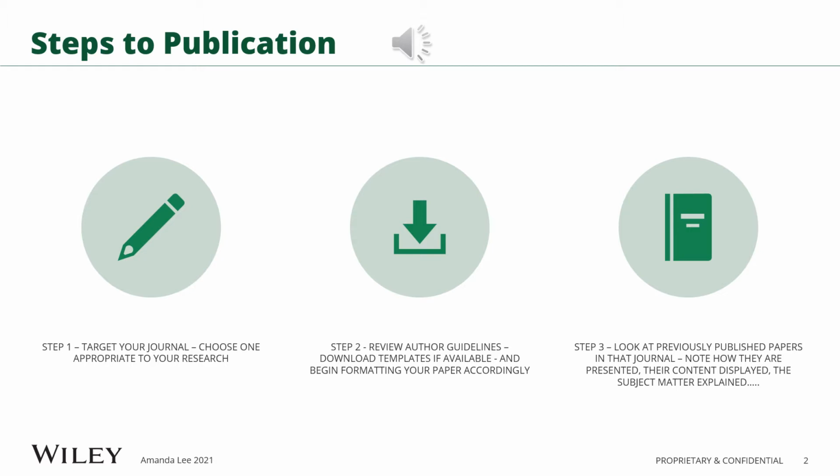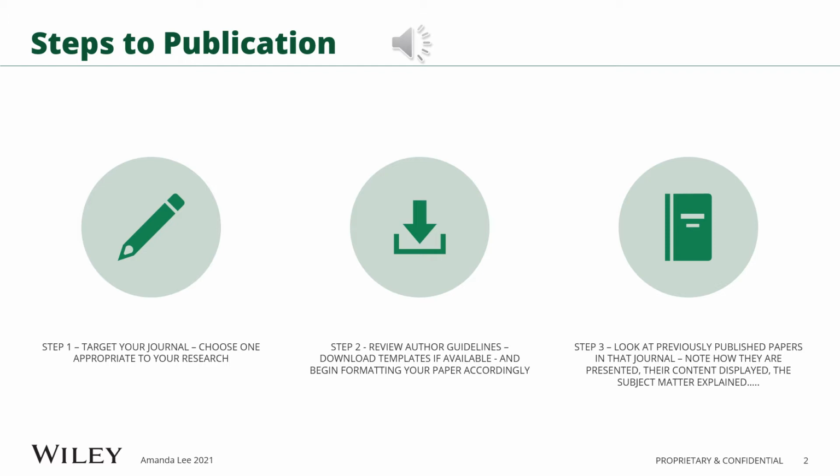Once you've done that, once you've all agreed to start moving forwards with the project and to start to format the manuscript, the next thing to do is to start looking at the journals. And there's an array of different journals which are subject specific or methodology specific, so make sure that you choose the right fit for your particular research. The first thing is to target your journal. Choose one which is absolutely appropriate to your research.